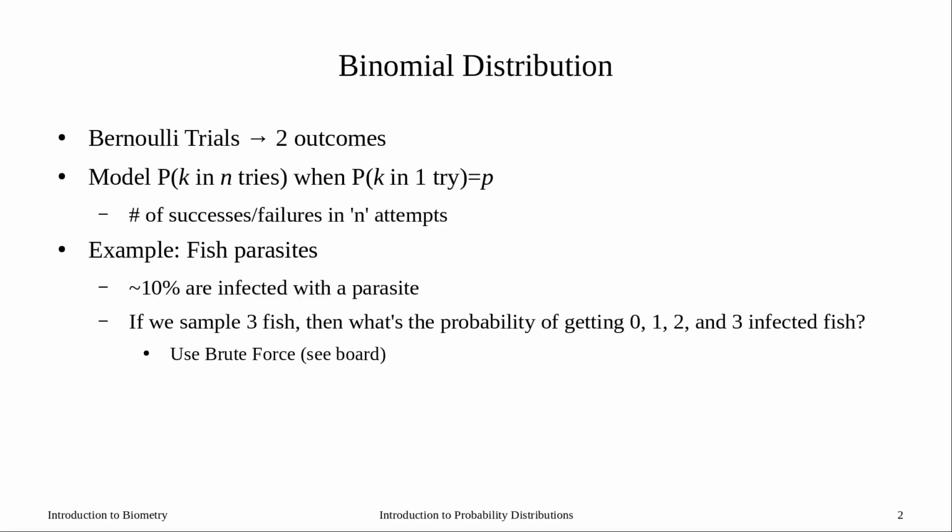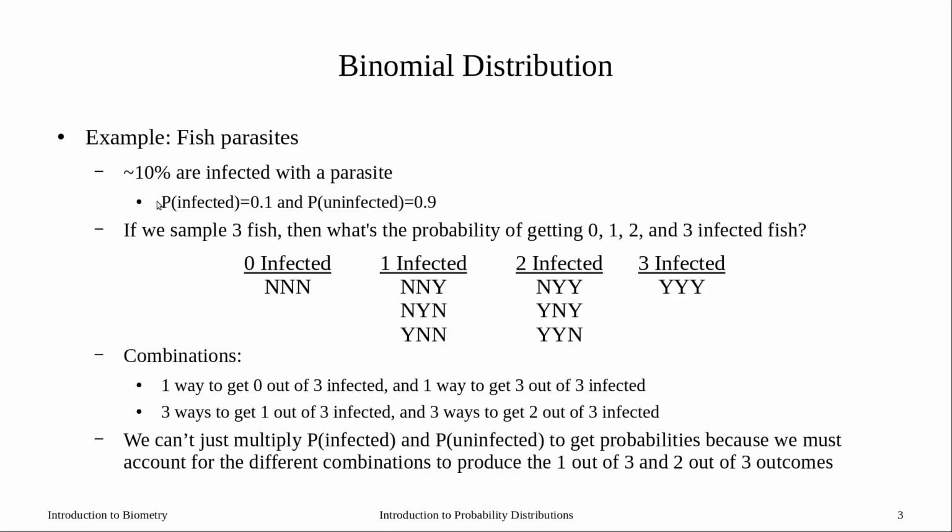in our sample? So one way we can approach this is by brute force, which is basically draw out the possibilities and then perform our probability calculations. So we know that out of 3 fish we have a different number of outcomes. If we look at 0 infected fish, then all of our fish have to be uninfected. If we have 3 infected fish, then all of our fish have to be infected.